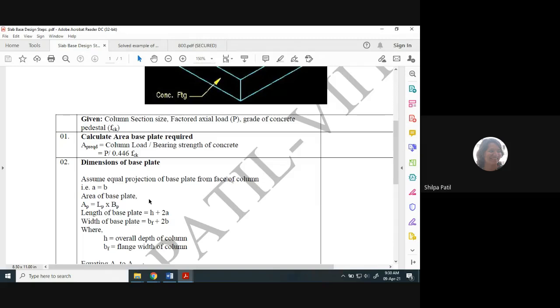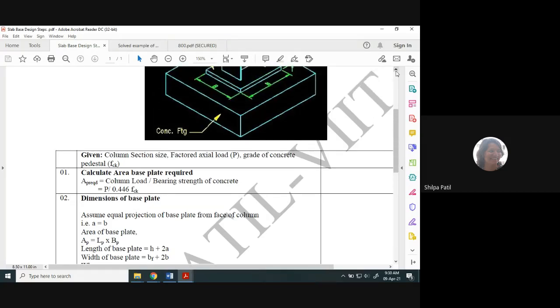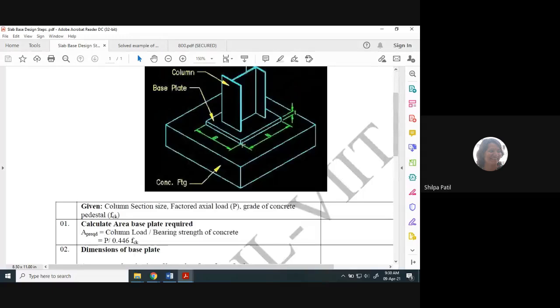Now the area of the base plate, as it is rectangular, will be L into B, length into width. The length of the base plate is calculated by using this formula. This is not actually any formula which we need to mug up. It is simply a calculation based on the geometry. H is the overall depth of the column. So if this is the length of the base plate, this is the H value. H means the total depth of the column plus the projection on both sides. The projection on both sides is considered as A. So this is H plus 2A.